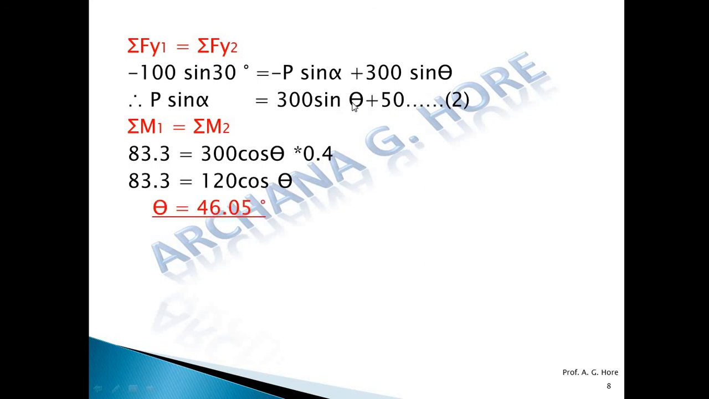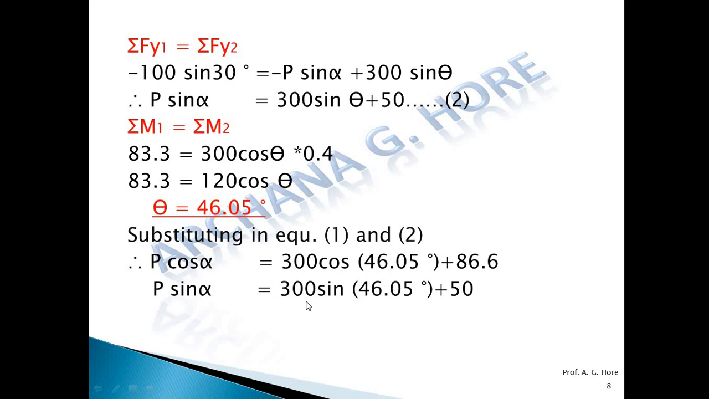Now put this theta in equation number 1 and 2. So one unknown, theta, is removed, only P and alpha are unknown. So two equations, two unknowns are there. Now by simplifying and solving equation number 1 and 2, we get the value of alpha as 42.06 and P is equal to 397.04. So by these three conditions we get the three unknowns. So this is the equivalent force couple system numerical.